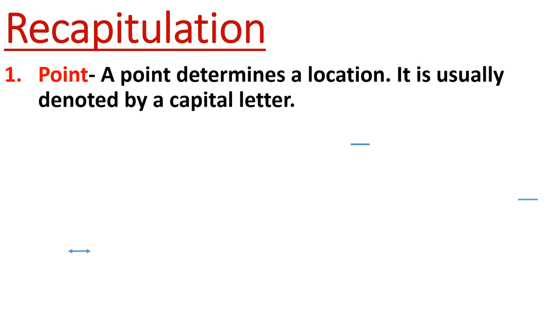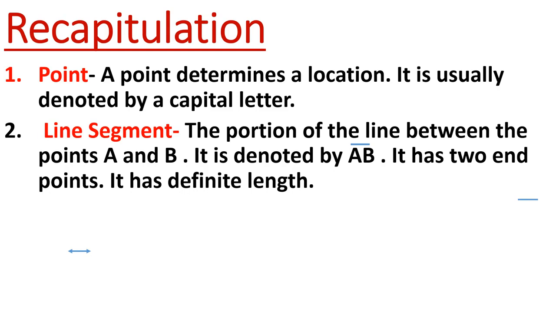After that, we have learned line segment. The portion of a line between the points A and B is called a line segment. We have one line, and on that line we have marked 2 points A and B. That portion between those 2 points A and B is called a line segment, and it is denoted by AB, and above that one small line. It has 2 endpoints. A and B are the 2 endpoints, and as it has 2 endpoints, it has a definite length.